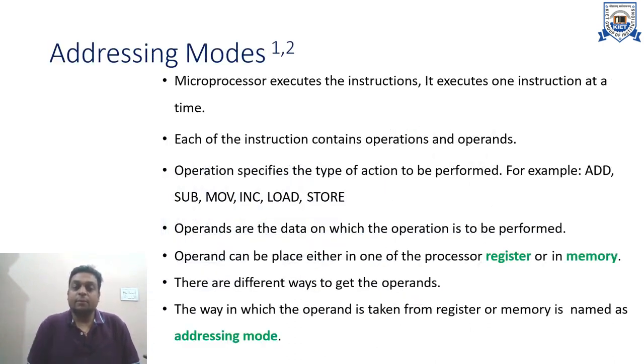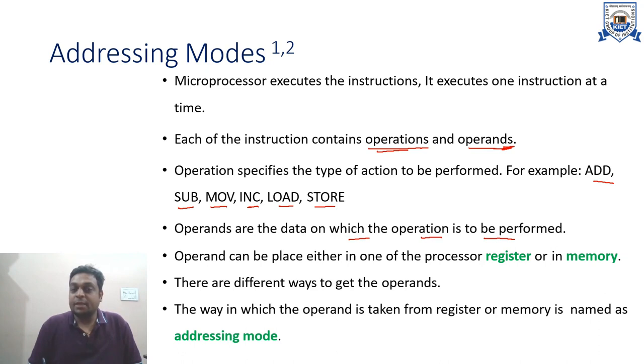As you all are aware, a microprocessor executes the instruction, and it executes one instruction at a time. Each instruction contains operations and operands. What is the meaning of operation and what is the difference of operand? Operation is the task which is going to be performed, like add, subtract, move, increment, load and store, whereas operand is the data on which the operation is to be performed.